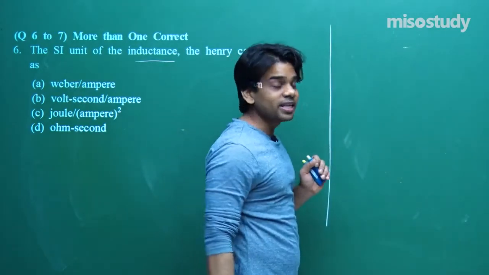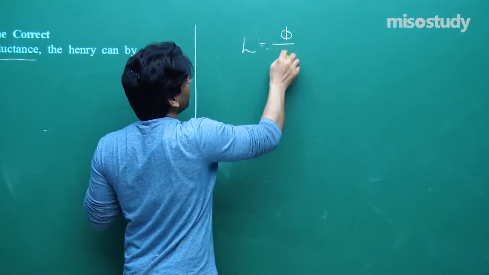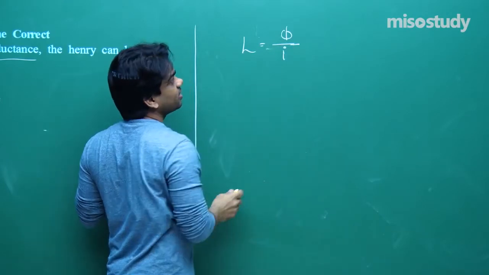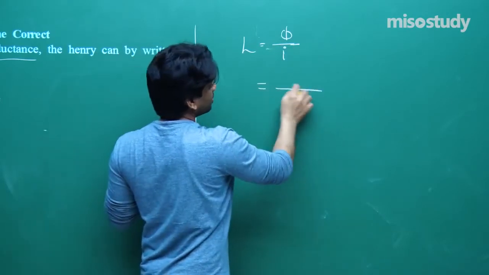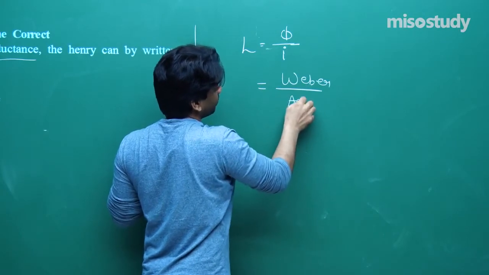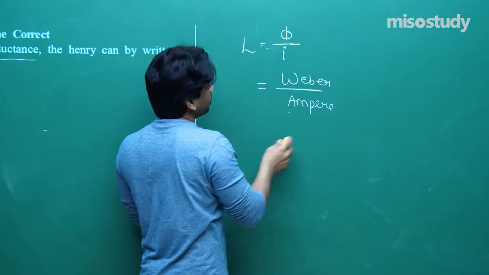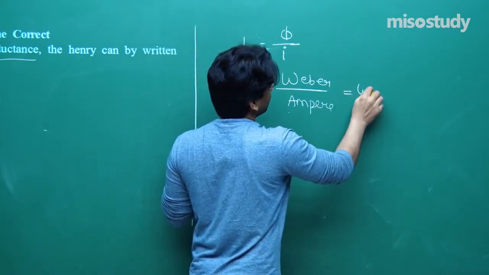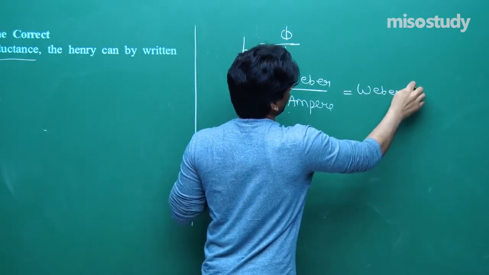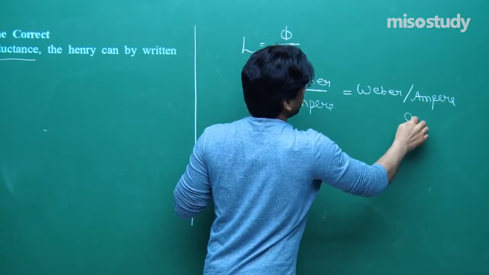Inductance can be written as phi by I, where phi is the flux and I is the current. Flux is measured in Weber and current in ampere. So first we have Weber per ampere. Yes, option A is the right answer. So option A is matching.